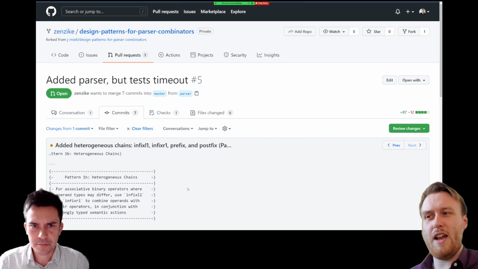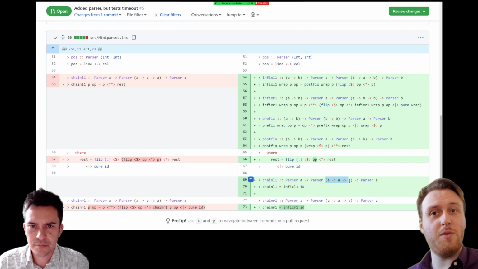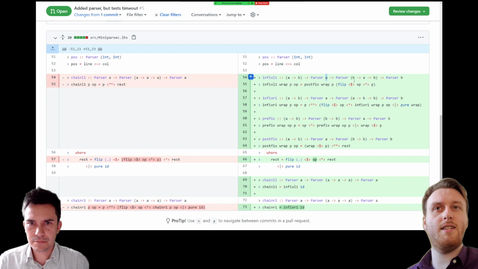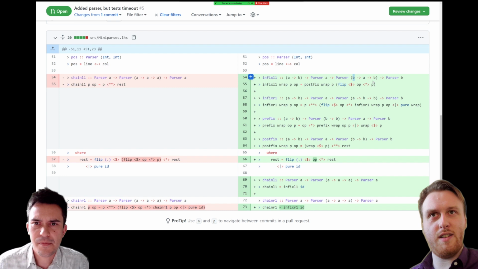Okay, here they are. They're called heterogeneous chains. So here I've introduced infix L1, infix R1, prefix and postfix. If we just remember, the chain L1 has the A to A to A and goes back to A. And if you just ignore this parameter for a second, we can see that this one has A, B to A to B to B, and this one is A to B to B to B. Oh, that's a bit like fold L and fold R, right? Exactly, like fold L and fold R. And just like fold L and fold R, the Bs represent what the associativity of that operator is. In this case, it's left associative, and in this case, it's right.